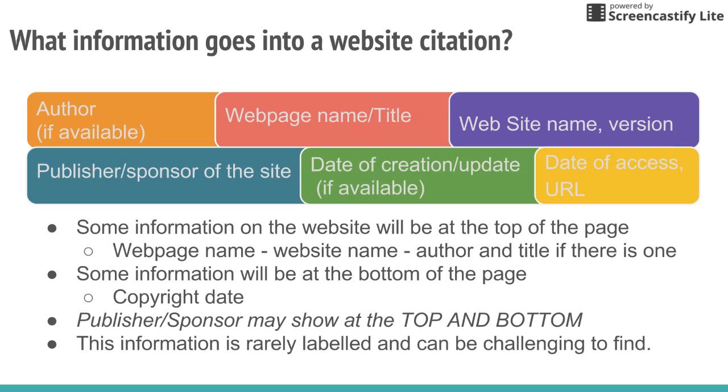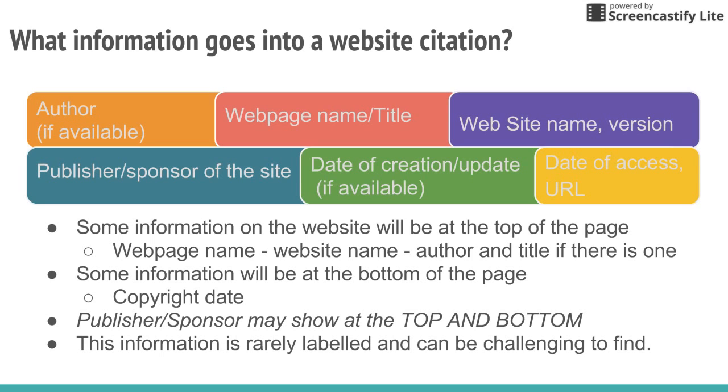Next, I want to find the publisher or sponsor if I can find it. This would usually appear higher on the page. It might also be at the very bottom of the page, but the publisher is a big group who puts out a lot of different websites. The next thing I need to find is when this information was made. So I'm looking for a date of creation if I can find it, maybe even just a copyright date, but some sort of date from my website.